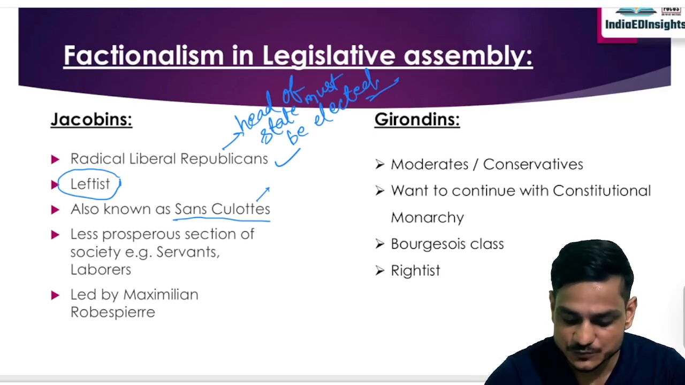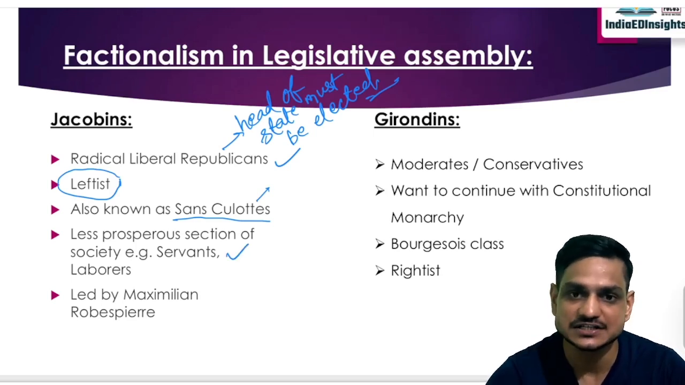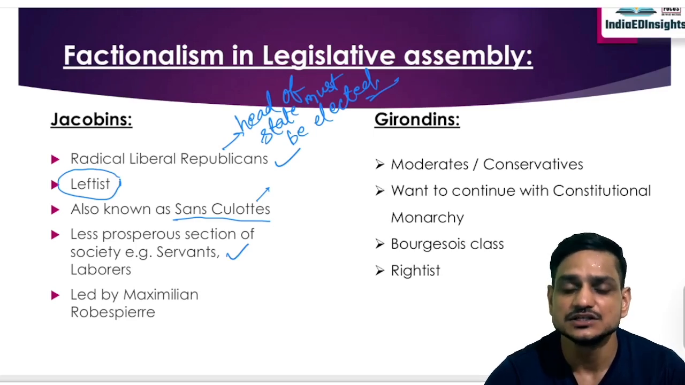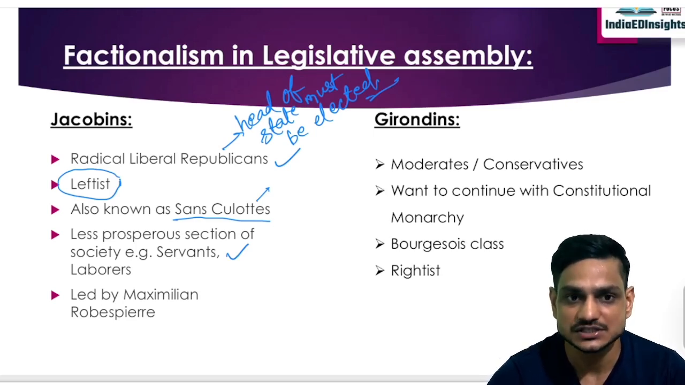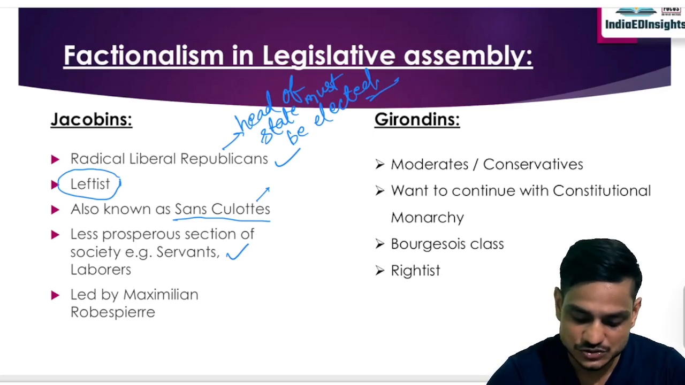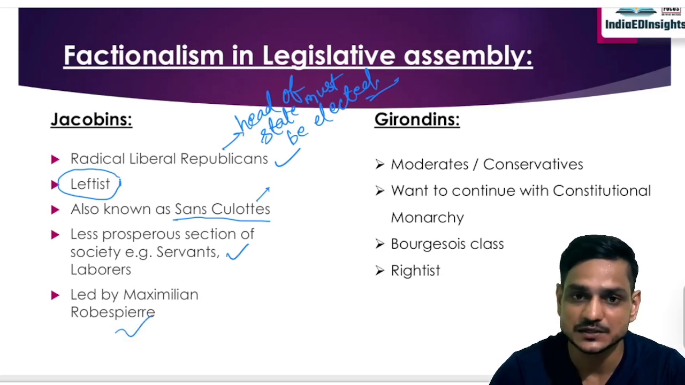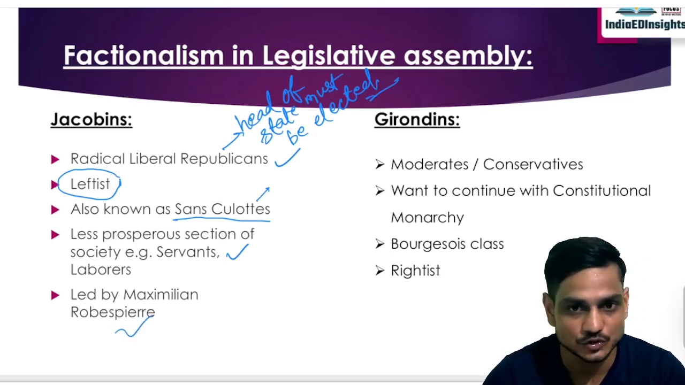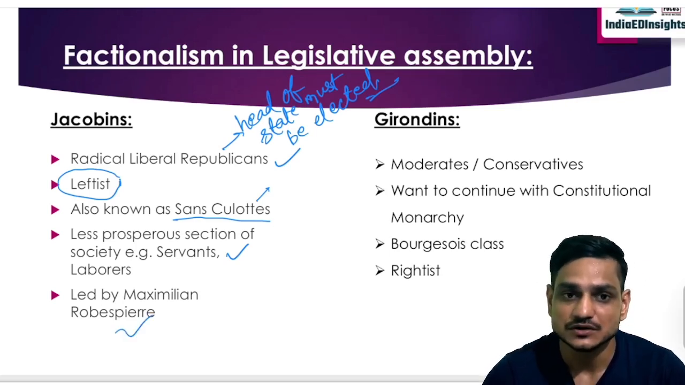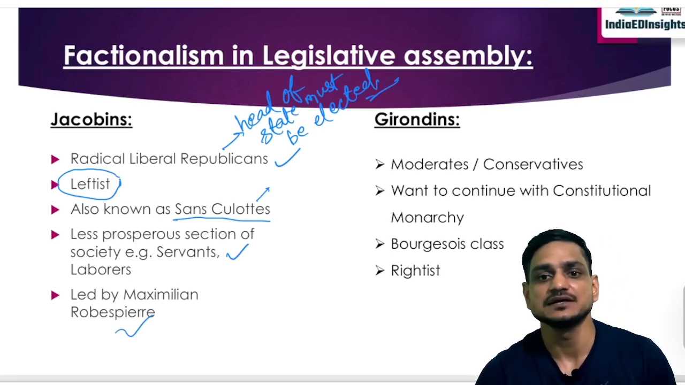Next, the less prosperous sections of society, for example servants and laborers, belonged to the very lower strata of society. This group was led by Maximilian Robespierre. Maximilian Robespierre was the leader of the Jacobin Club. So who was the leader of the Jacobin Club? Maximilian Robespierre.